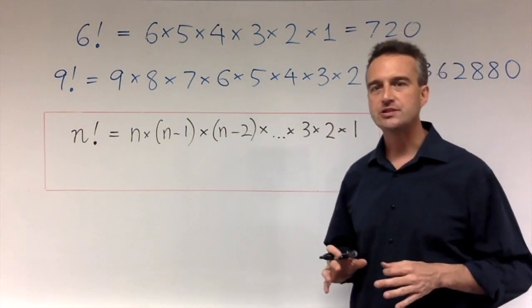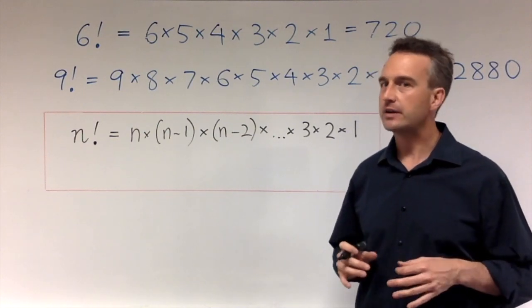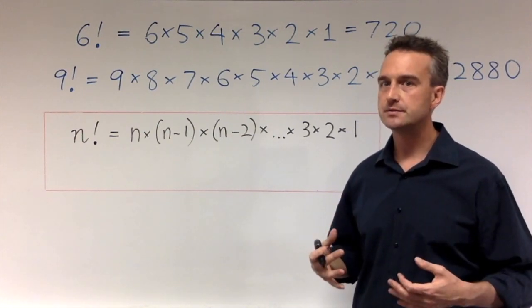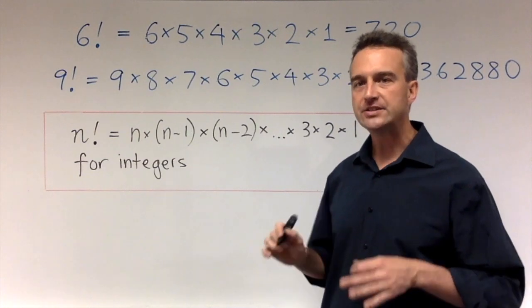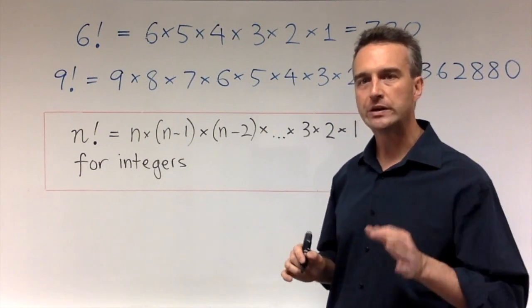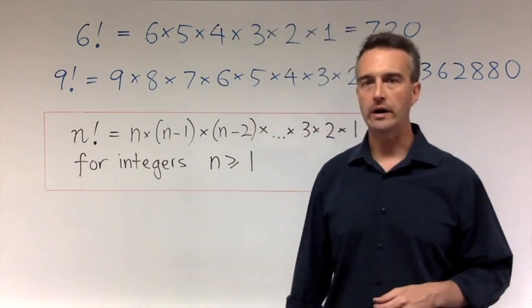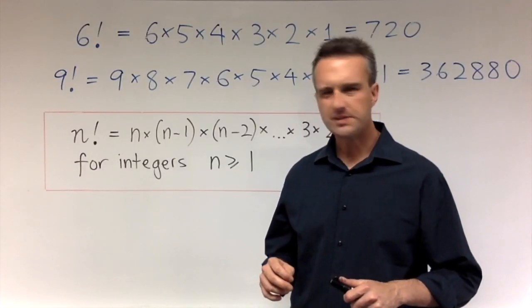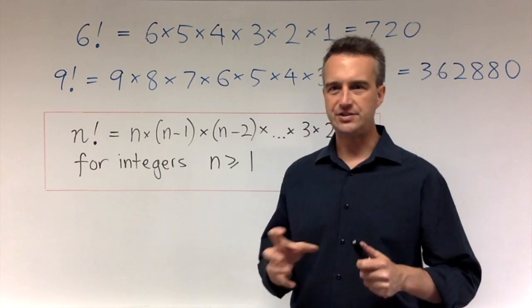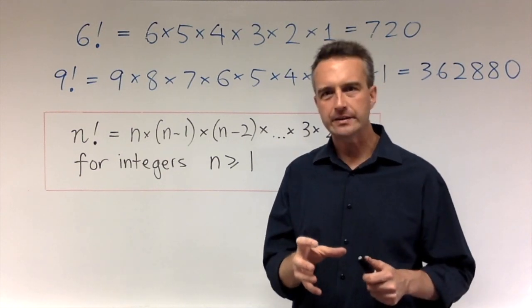But this only actually works for positive integers, or positive whole numbers. So let's just add a little note. For integers n greater than or equal to 1. No, that's not correct. It's actually n is greater than or equal to 0, not 1. Really? Oh, that's strange, but we can't arrange 0 objects in a row, can we?